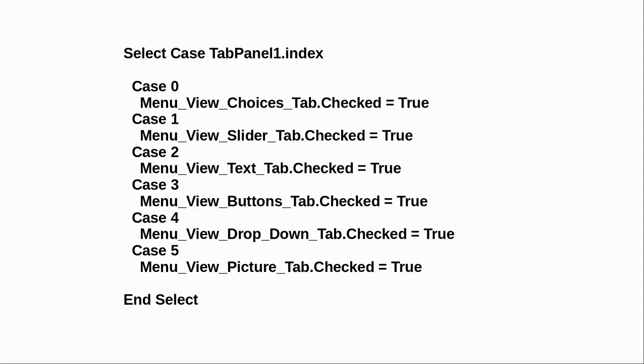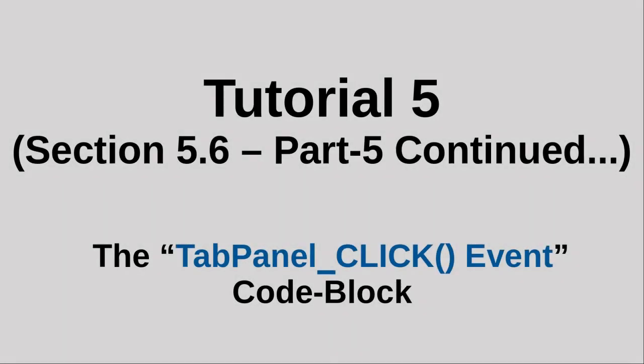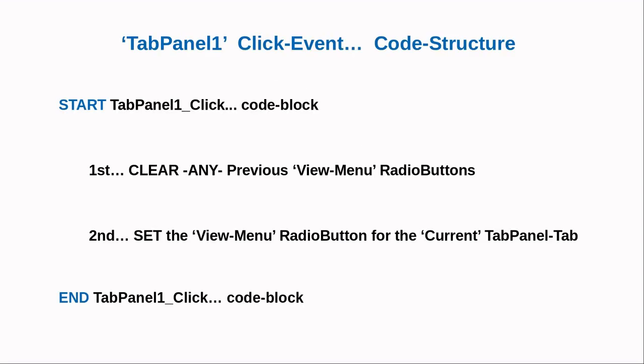Now I am going to discuss the code in the tab panel's click event, including the new select case code block. The next code section will be the code blocks that are executed when a user clicks one of the tab panel tabs.